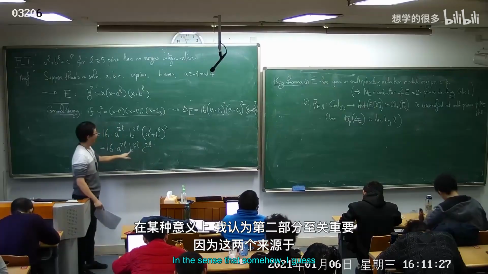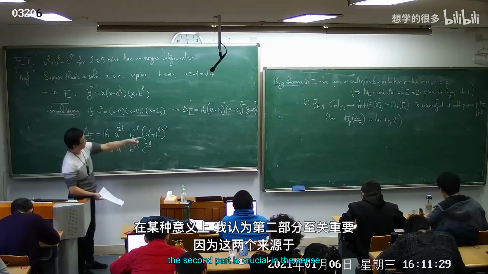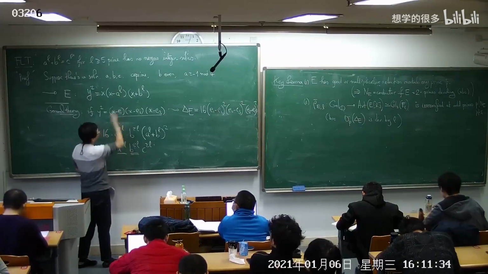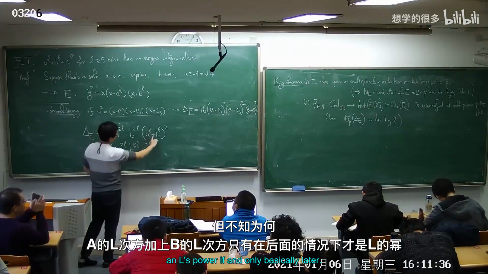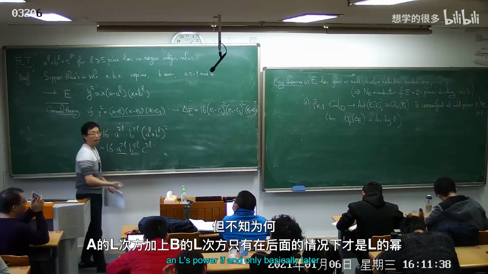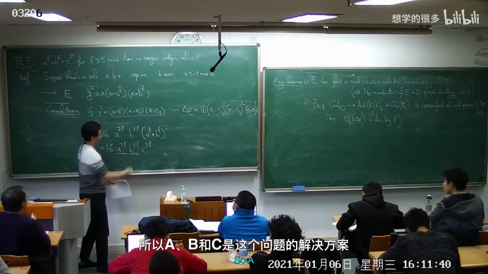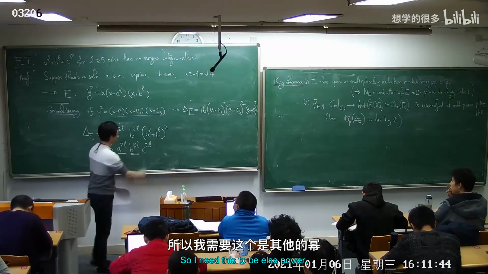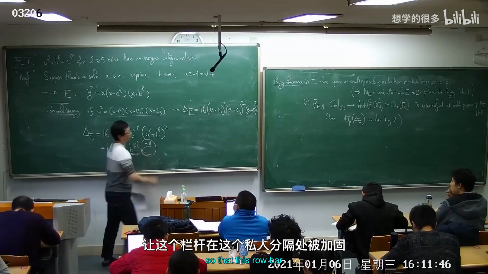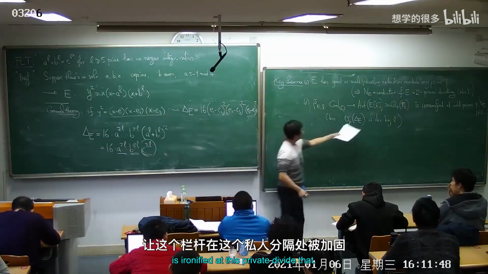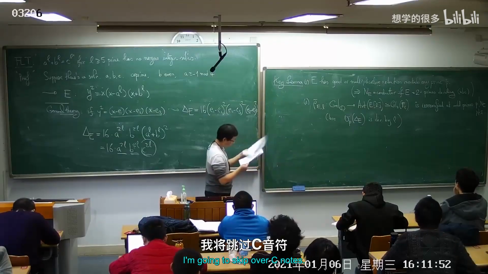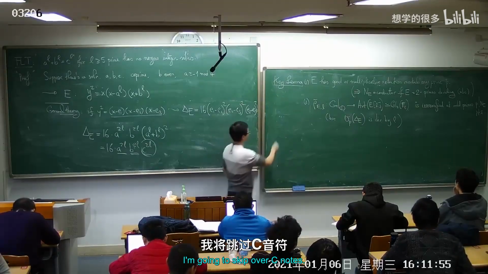So that's why I need some L power here for each one of them. I guess the second part is crucial, in the sense that these two are automatic L-th powers by our construction, but a to the L plus b to the L is an L-th power if and only if a, b and c are solutions of Fermat. So I need this to be an L-th power so that this rho bar is unramified at these primes dividing that. Okay. I'm going to skip over the notes.